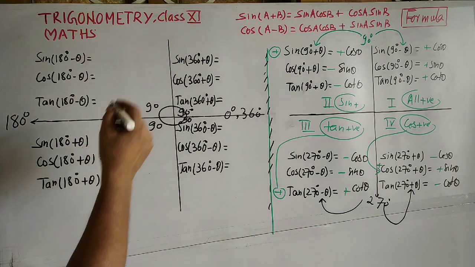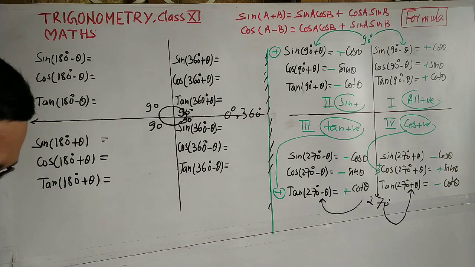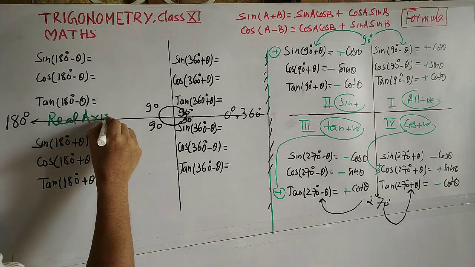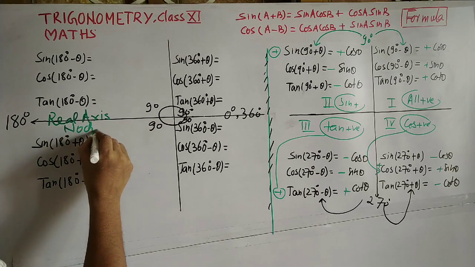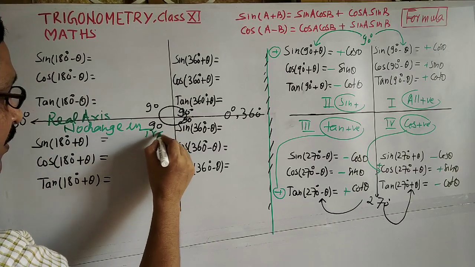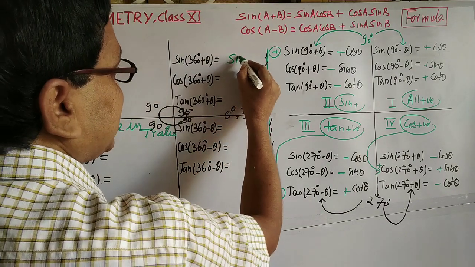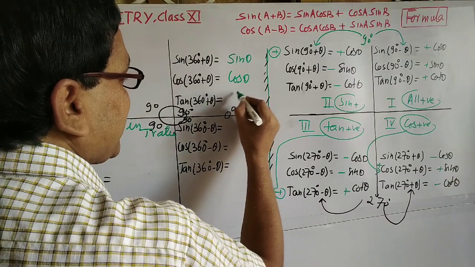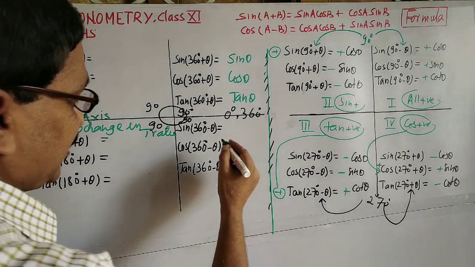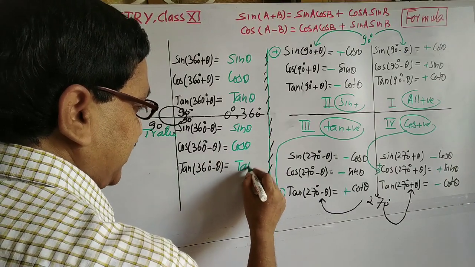Now see, you are going to do the work on the real axis. This axis is called the real axis, you know already. Remember one thing, on the real axis there is no change in the trigonometric ratio. What is the meaning of no change? Sine becomes sin theta, cos becomes cos theta, tan becomes tan theta. If you are working on 180 degree or 360 degree, no change.